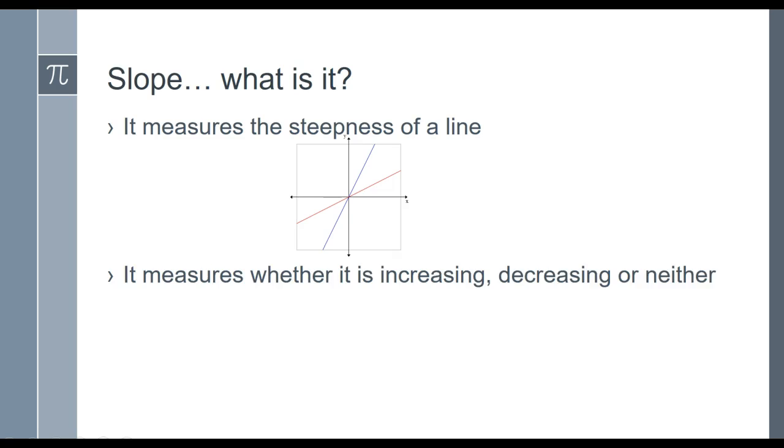It also measures increasing, decreasing, or neither. So again, as we're comparing the red line to the blue line, the blue line from left to right is increasing. The red line from left to right is decreasing. So that's another aspect that slope describes.